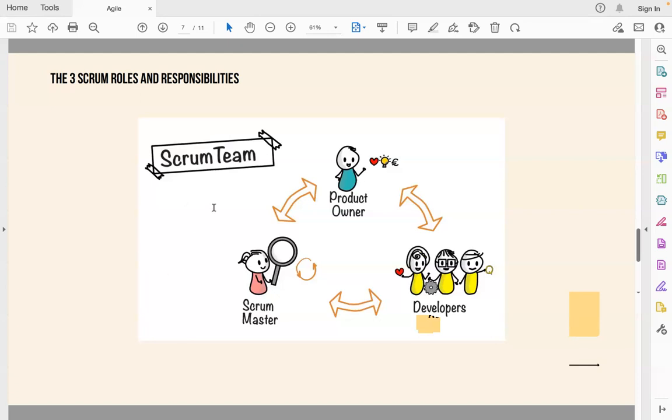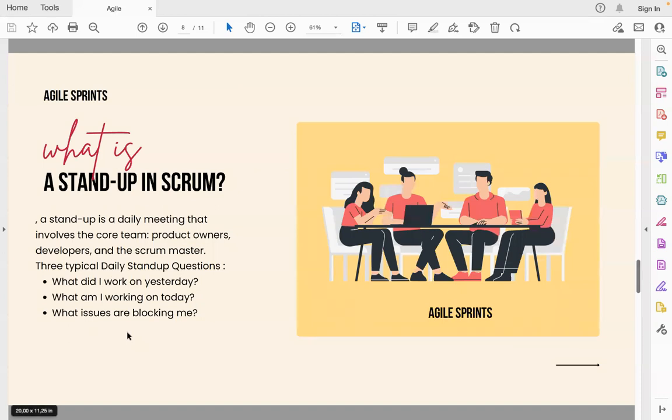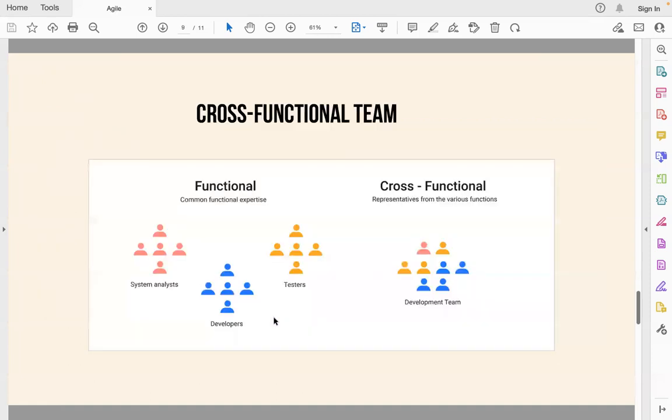What are stand-ups in a Scrum? A stand-up is the daily meeting, as we said, and they usually have three typical daily stand-up questions. What did I work on yesterday? What am I working on today? And what issues are blocking me? So we keep updated on what our team is doing.